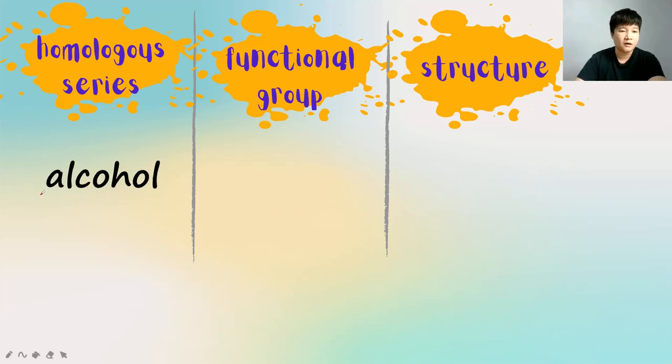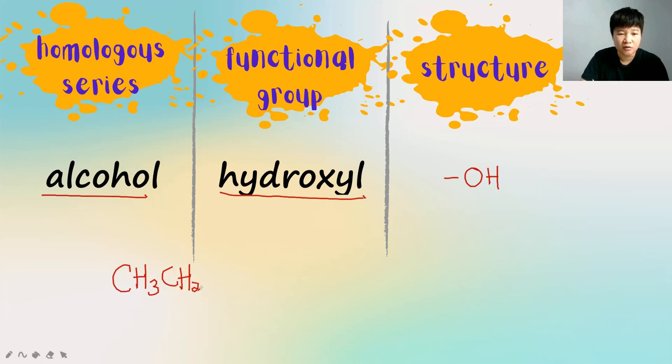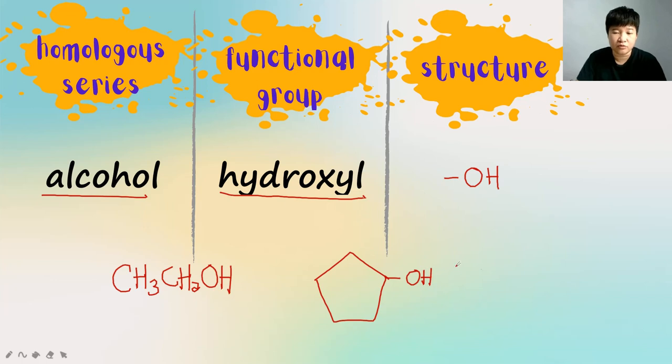Okay, next, alcohol. So alcohol, the one that you are very familiar with, the functional group name is hydroxyl. Hydroxyl over here. The structure of hydroxyl is actually OH. So can you differentiate the names? The homologous series is alcohol. The functional group that gives rise to the homologous series is hydroxyl, OH. So your alcohol could be as simple as ethanol, CH3, CH2, OH. Very simple alcohol. It can be cyclopentanol, OH. That is also your alcohol.